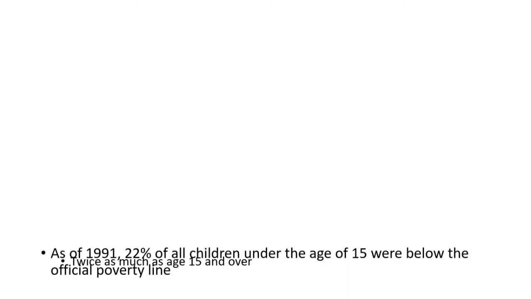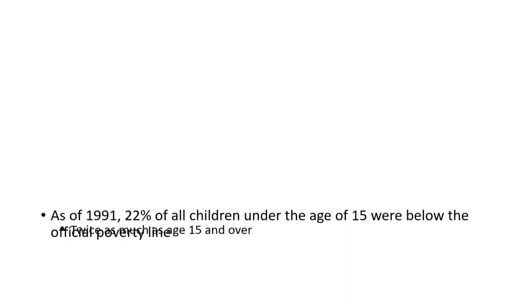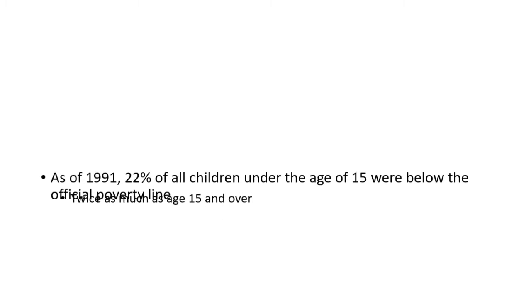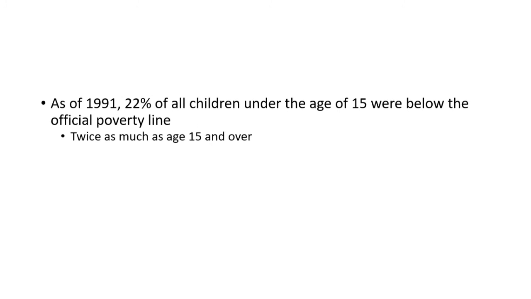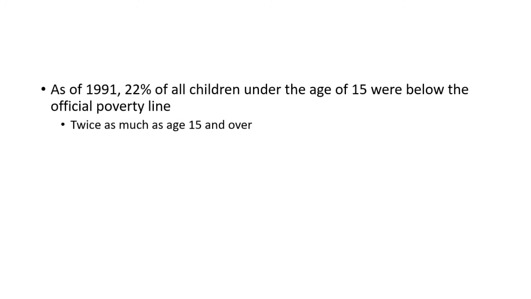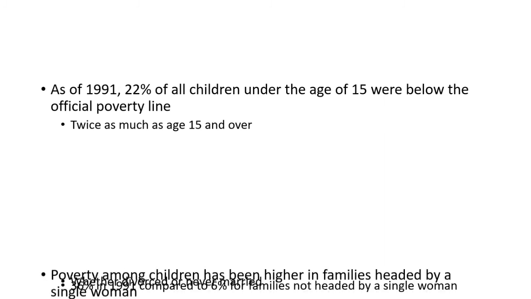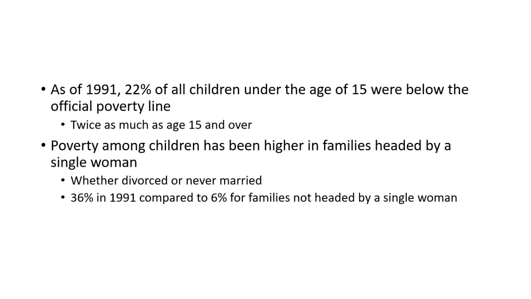As of 1991, 22% of all children under the age of 15 were below the official poverty line, and that's twice as much as age 15 and over. So poverty hits children a lot harder than adults or people over the age of 15. Poverty among children has been higher in families headed by a single woman. Doesn't matter whether she is divorced or never married.